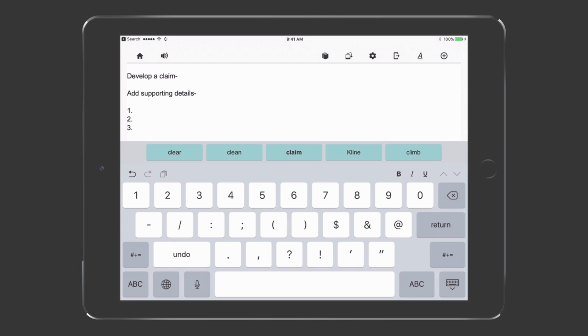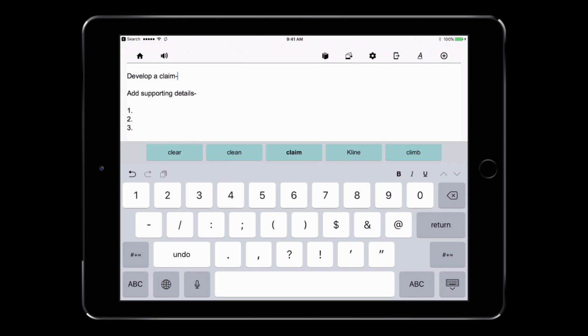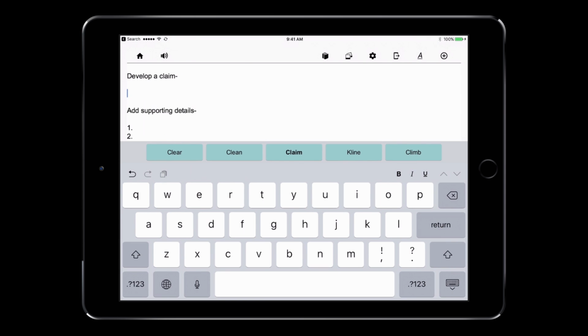The first step of DARE is to develop a claim. So students will need to choose which side of the argument they are on. And so their claim is usually a clear statement, such as exotic animals should not be pets. Once they have their claim as a foundation for their essay, then they can move on to the A, which means add supporting details. Now, if they have completed the STOP strategy, they should already have a list of reasons they want to incorporate into their essay.